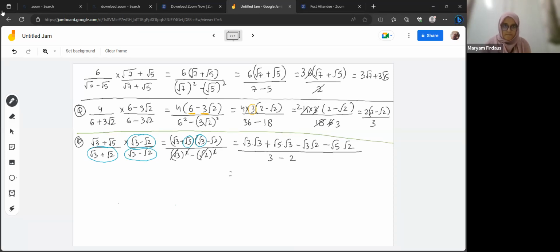Ma'am, we can make the 3 and 3 a pair, right? Yes, Avni. So what does it become? Root 3 square, that's 3. Yes. Then the next part. What does it become?